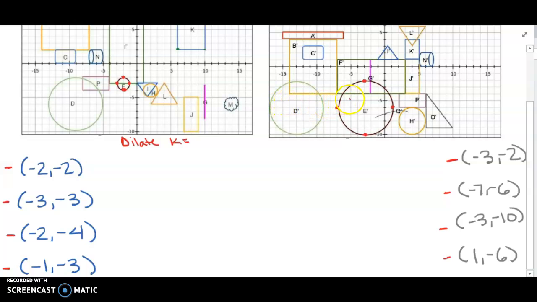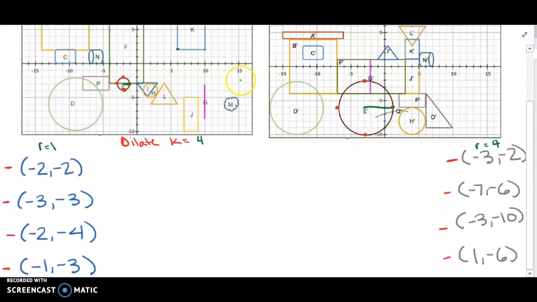Since they're circles, I'm just going to take a look at the radius of each. The radius of this small circle is 1. The radius of this bigger circle is 1, 2, 3, 4. That should tell you that we have to dilate it by a scale factor of 4. The only thing we have a rule for is to dilate it with the center of dilation at the origin.